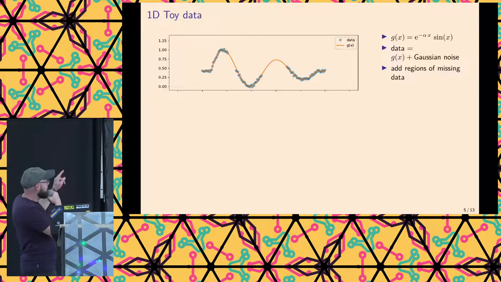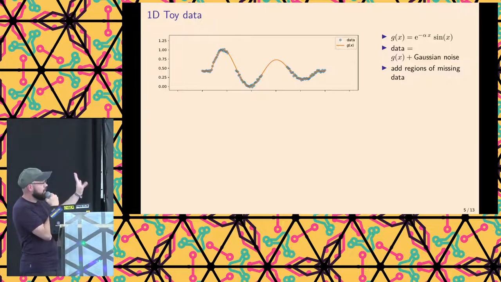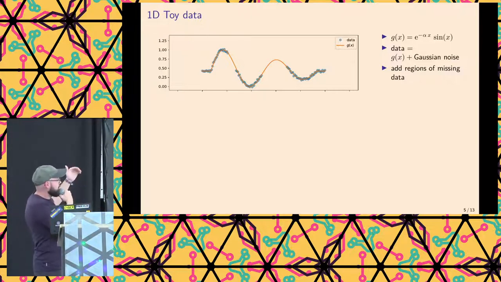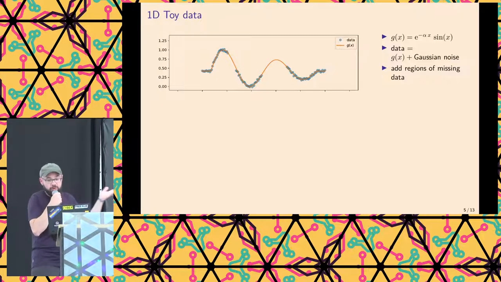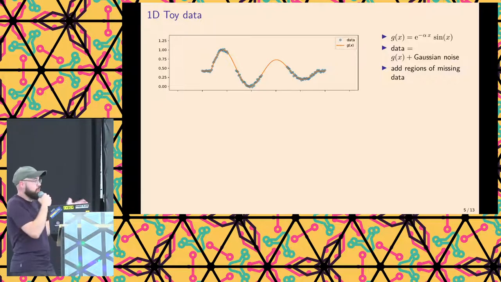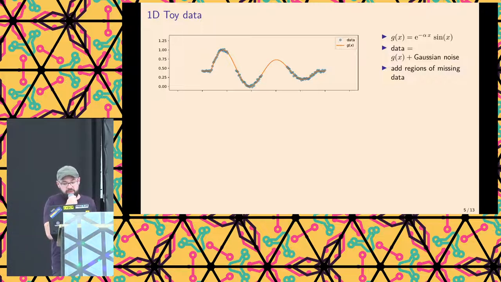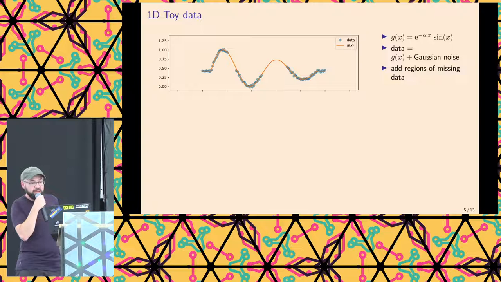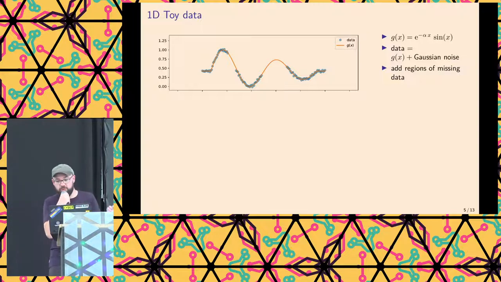Notice that there are some gaps in the data. We have two gaps where we know what the data looks like, but we don't have the measurements, for example because our measurement device broke down while taking that data. What we want our machine learning model to do is to tell us, in the regions where we don't have data, that it is very uncertain about this prediction.